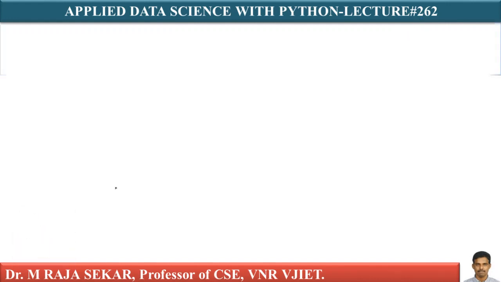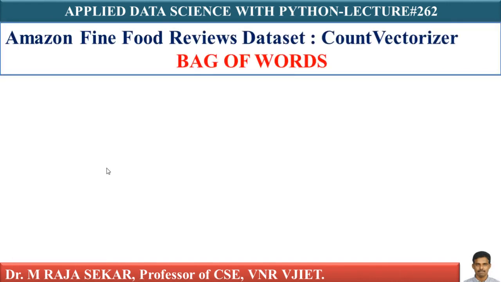In this lecture, I will continue my discussion on Amazon Fine Food Review dataset. In my last lecture, I discussed about count vectorizer. In this lecture, let me revisit this count vectorizer so that we will try to understand bag of words. This comes under scikit-learn, isn't it?